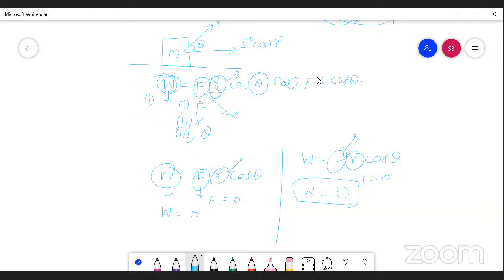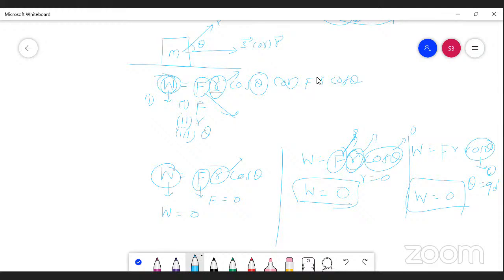In the third situation, force is there and displacement is there, but work done by the force is 0 when cos theta is equal to 0. W is equal to F S cos theta, and here cos theta is 0 when theta is 90 degrees. In this situation, work done by the force is 0.